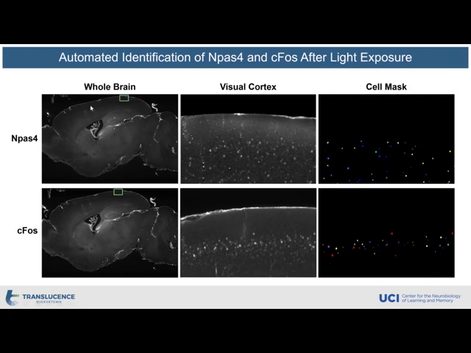This is the whole brain perspective and zoom ins on visual cortex with NPAS4 staining in the top row and CFOS staining in the bottom row. And what you can see is that in visual cortex, there are cells which can be marked with NPAS when the animal has gone from the dark into the light. Same thing with CFOS. And then we use our machine learning enabled algorithms to mask out each and every one of these NPAS expressing cells or CFOS expressing cells.